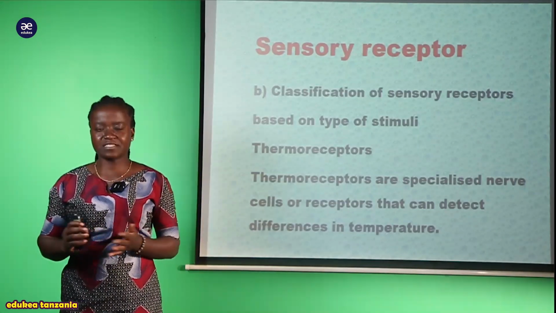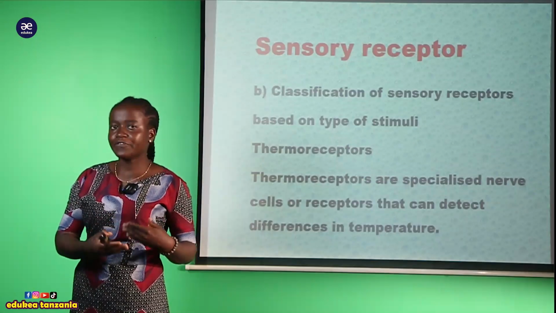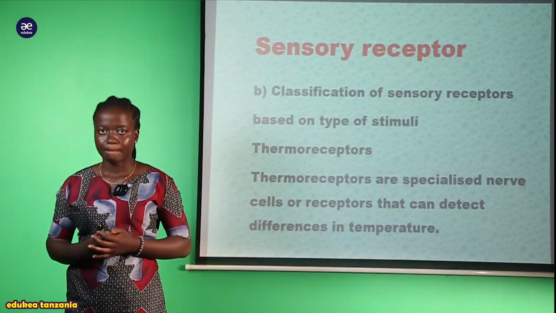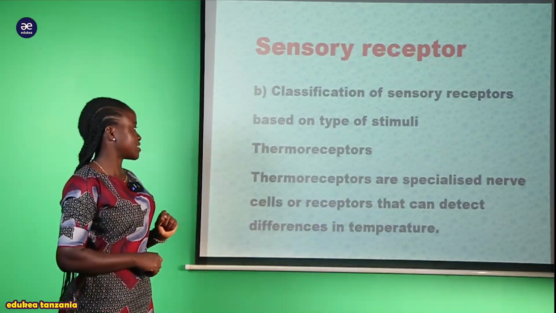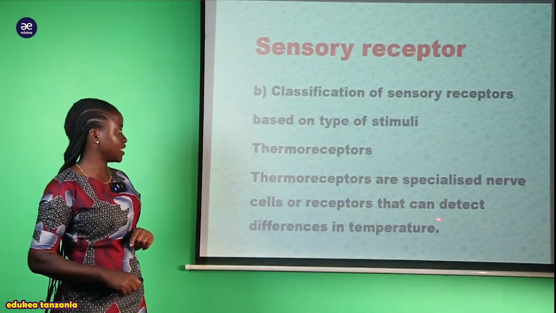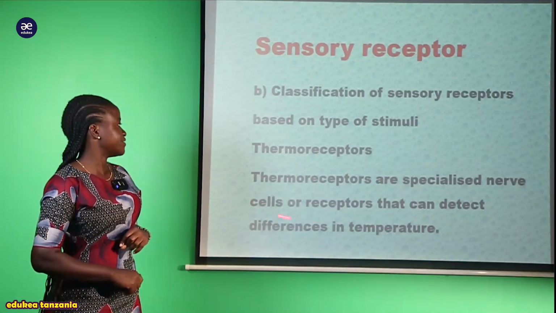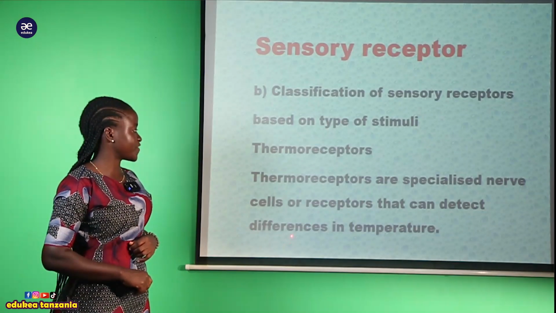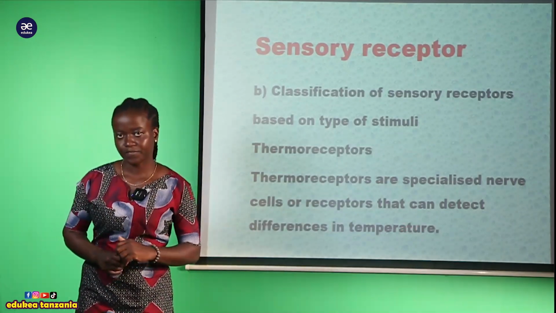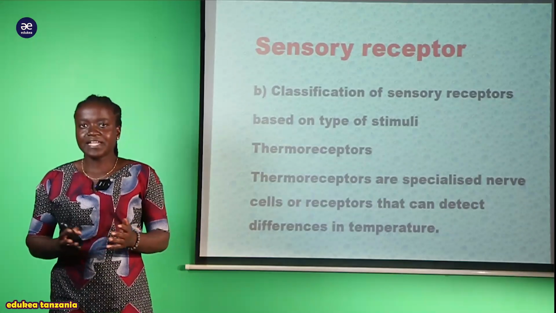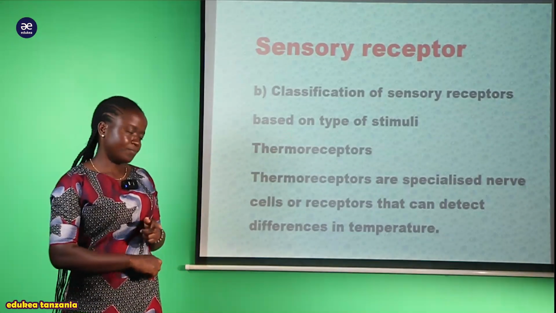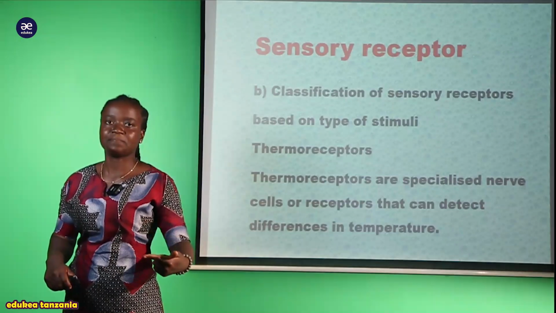So what is this thermoreceptor and what kind of stimuli does the thermoreceptor detect? Here we are saying that the thermoreceptors are specialized nerve cells or receptors that can detect differences in temperature. As the word explains itself, the word is thermo. Thermo means temperature.